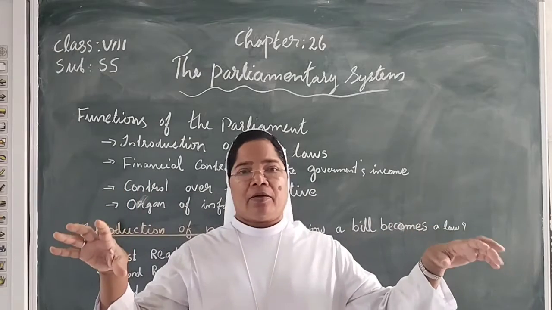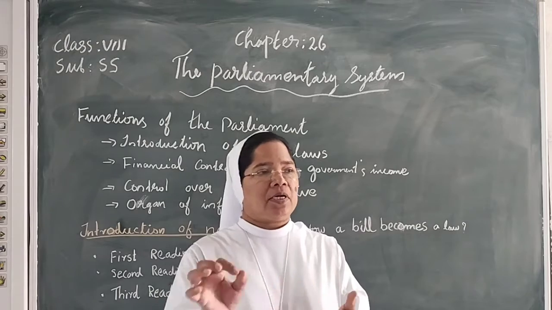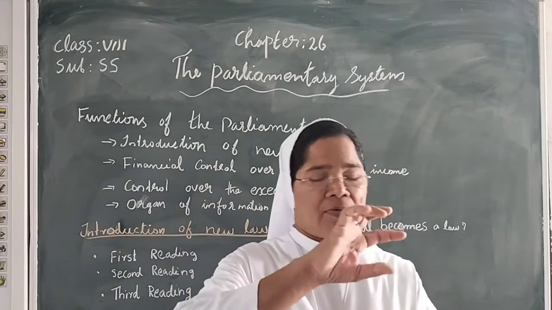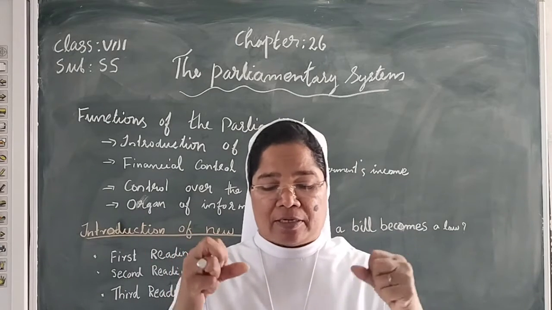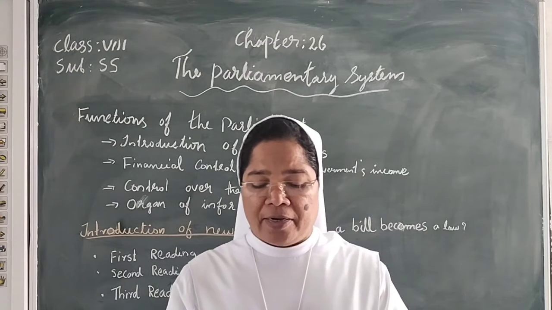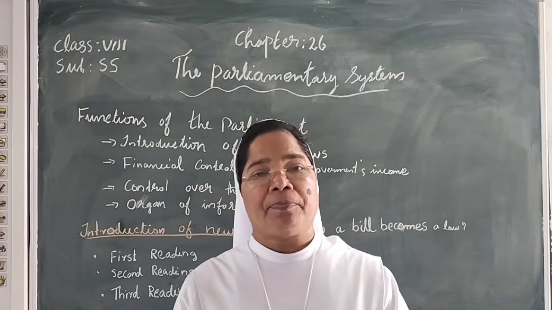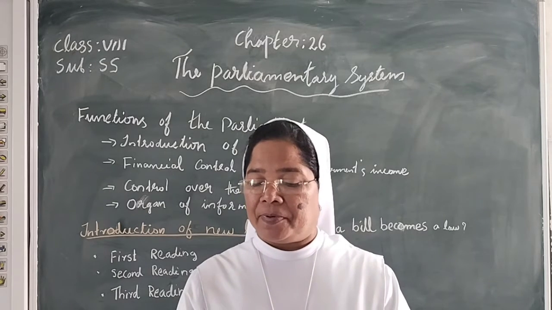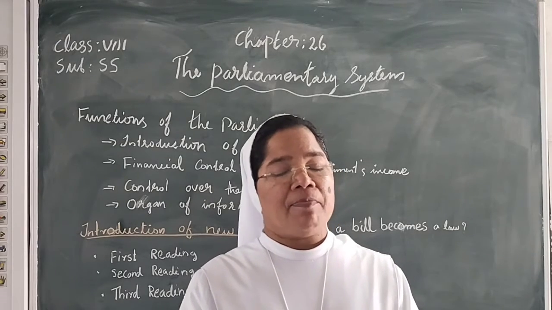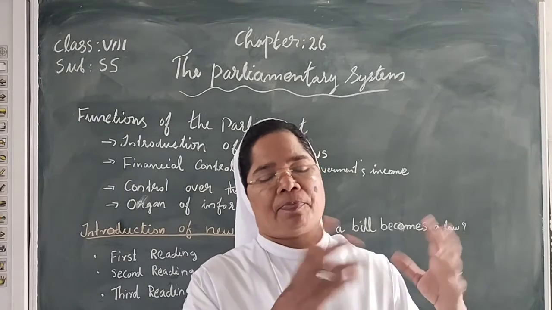There may be 500 or 540 members there. They will give the vote. Somebody will agree, somebody will disagree, so they will put the vote. If more than 50% of the members vote in favor, the bill is passed.